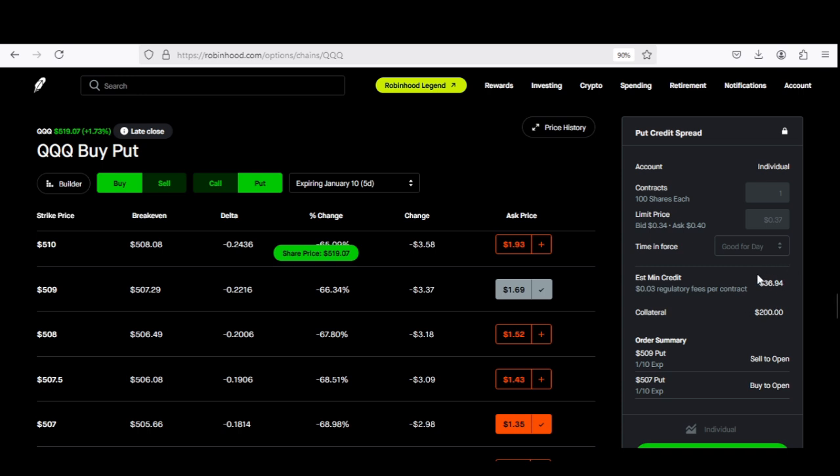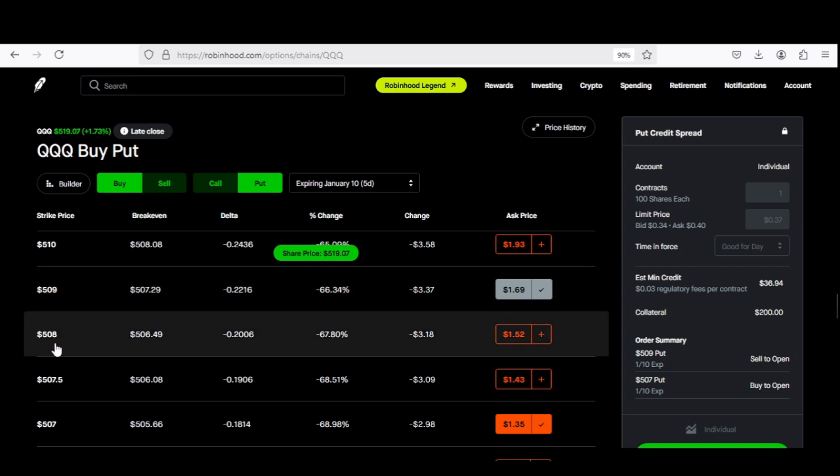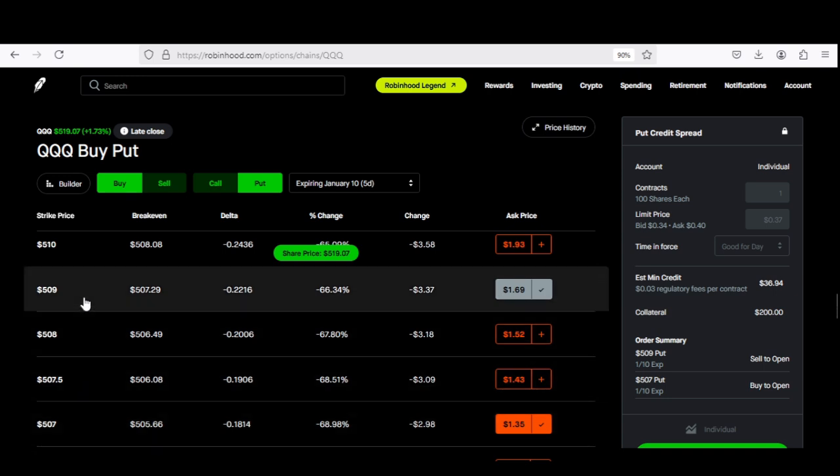Now, let's go ahead and show you how you reduce the risk on this trade. So initially, if QQQ were to break your 508, then you're going to lose your $100. But now QQQ has a lot further to go in order for it to lose the trade. So it has to go past your 509, your 508, and now 507. So you increase the probability of the trade going in your favor.